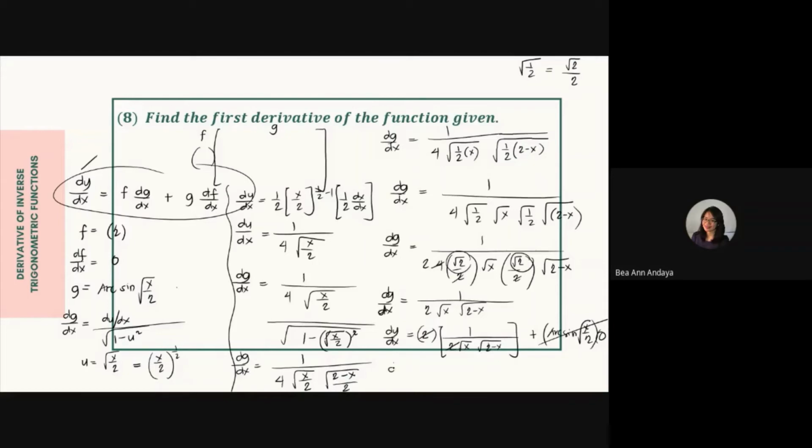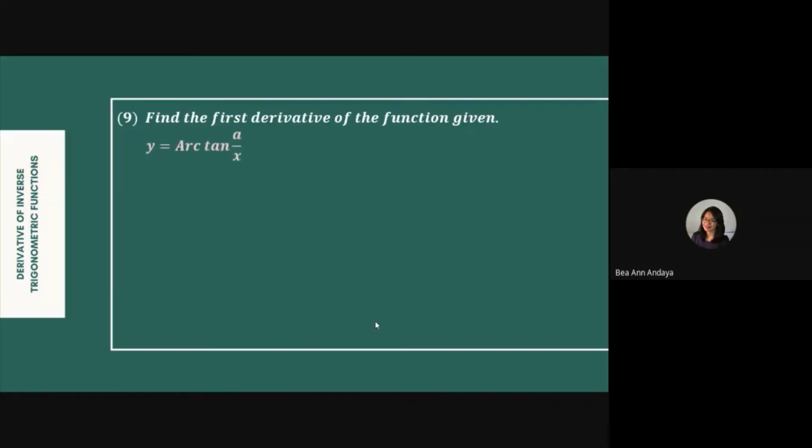So, our final answer for dy over dx is just 1 over the square root of x times the square root of 2 minus x. So, that's the final answer. Ninth example, this is quite easy kasi isa lang naman yung ating function dyan.